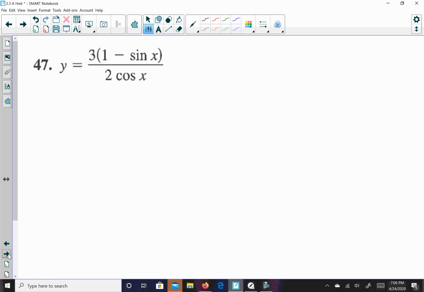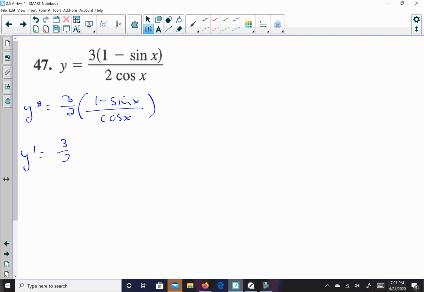Okay, the next one, 47. I did it using the product rule, and I got a different answer than the back of the book. What they did in the back of the book is they separated this, and they did 1 over cosine and sine over cosine. I did not do that. I did the product rule or the quotient rule, and I like my way better, so I'm going to stick with it. So I would probably just bring out that 3/2 because it is a constant factor, and I'm just going to rewrite it where I pull out that 3/2 so I don't have to worry about it. So I'm just going to multiply that times my derivative.